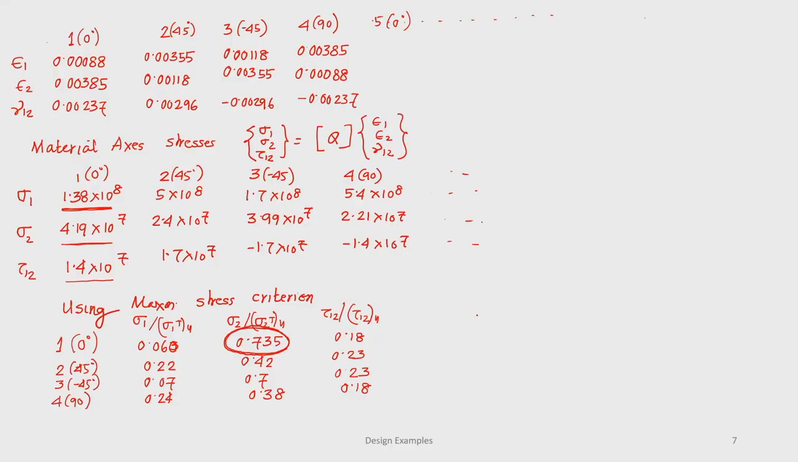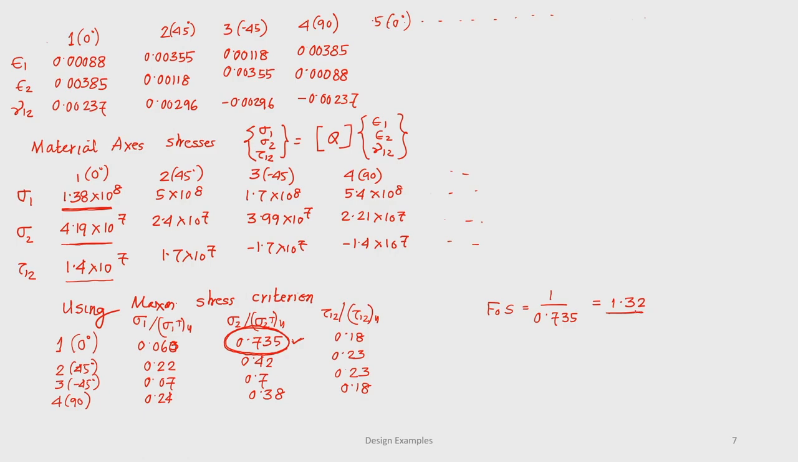Therefore, if we keep on increasing the load, when it reaches 1, this will fail. That means, what is the factor of safety? Factor of safety is 1 by 0.735, which comes out to be 1.32. Our desired factor of safety was 1.3, that means it is still within the desired operating factor of safety. So, the factor of safety is 1.3.